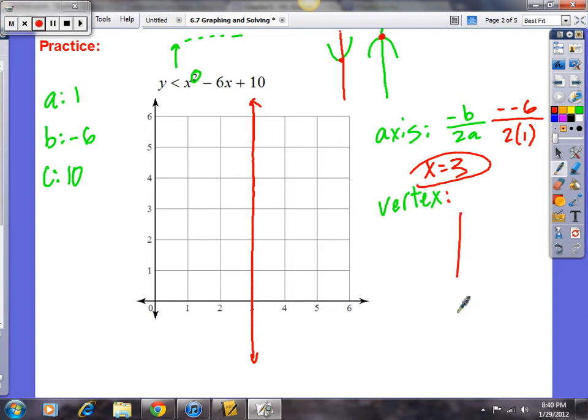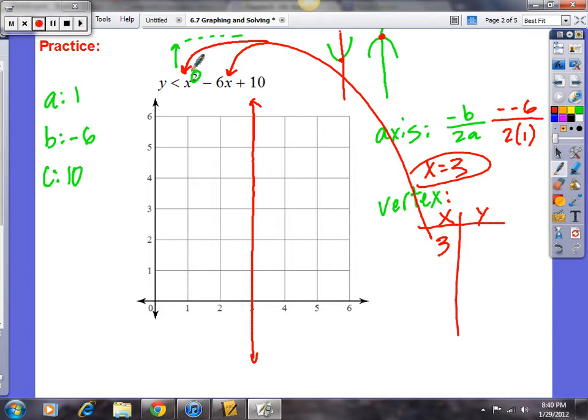The vertex, slick way to find the vertex is just make a table. Make an xy table. I know the x is going to be 3 since it lands on that line, and then to find the y you just plug it in. I'm going to plug in a 3 there for that x, I'm going to plug in a 3 there. So the formula says to do x squared, so it's going to be 3 times itself, that's going to be 9, minus 6 times 3, 9 minus 18 is a negative 9, plus 10 is 1. So if I go over 3 and up 1, I'm going to put a dot.